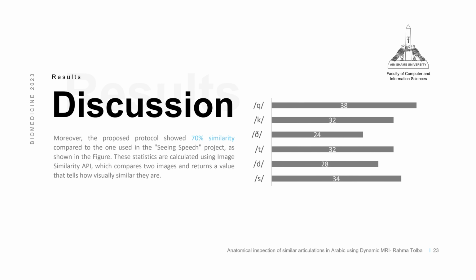Moreover, our proposed protocol shows 70% similarity compared to the one used in the Seeing Speech project, as shown in the statistics on the right. These statistics are calculated using an Image Similarity API, which compares two images and returns a value that tells how visually similar they are. The lower the score, the more similar the two images are. High values mean less similarity, which indicates that these sounds are still pronounced differently in Arabic than in English.